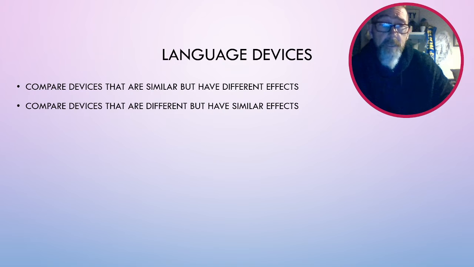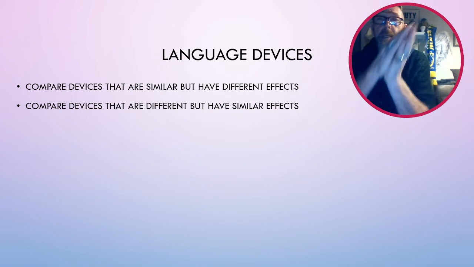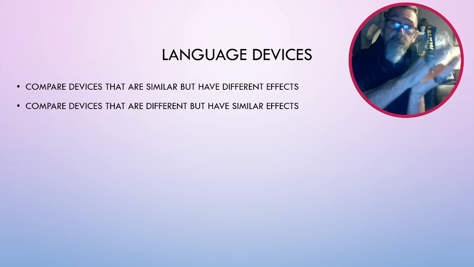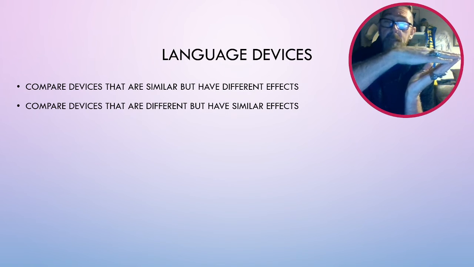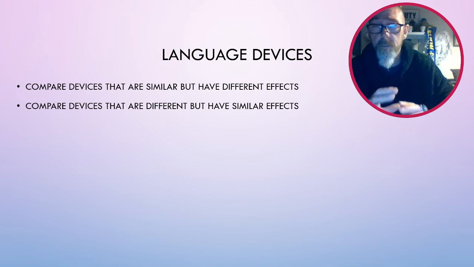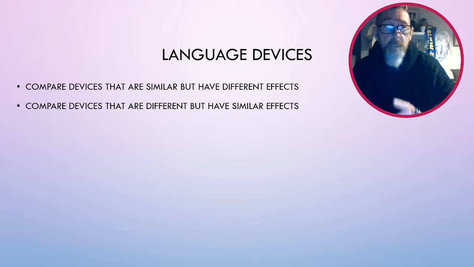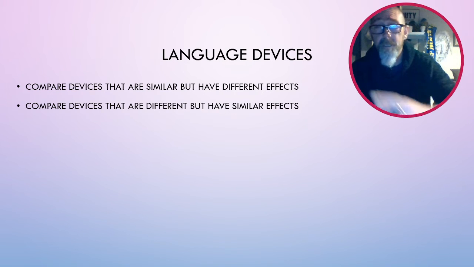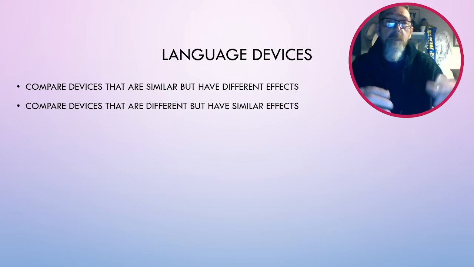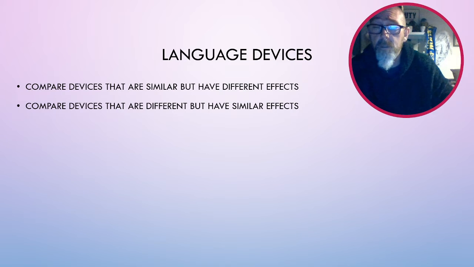Okay, language devices. Now remember, when you're comparing language devices, you're comparing devices that may be similar but have different effects, or you're comparing devices that are different but have similar effects. So to keep this video short, I've just chosen two of the devices, and I've got to say thank you very much to one of my students. I'm not going to name them. They know who they are. They're absolutely brilliant. They've prepared a table of a lot of language devices that are comparable.